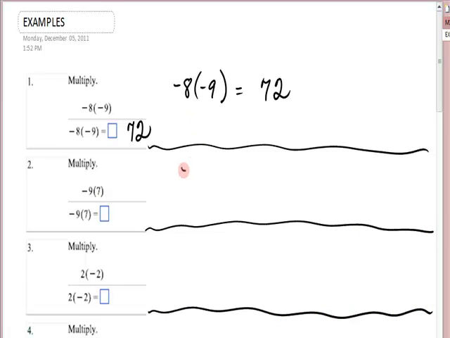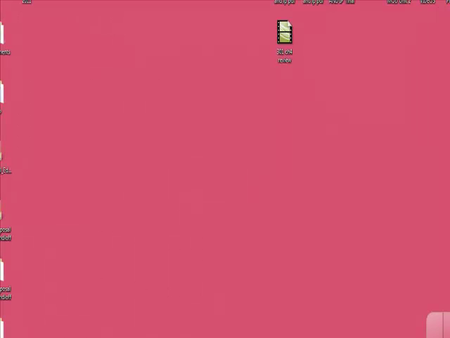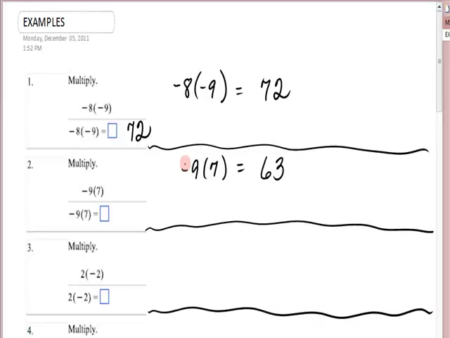All right, the next one. I have negative 9 times 7. Well, 9 times 7 gives me 63. Now let's talk about the signs. I have a negative times a positive. The signs are different. When the signs are different, I get a negative product. So this one is negative 63.